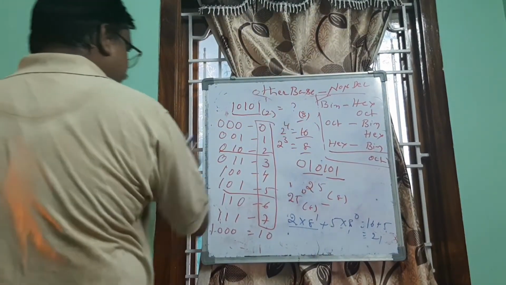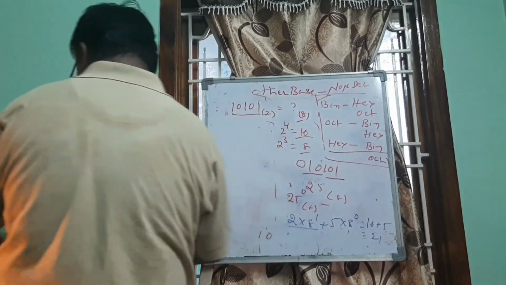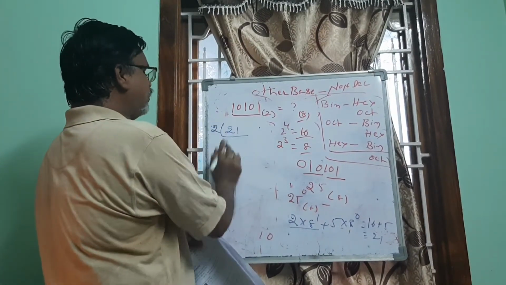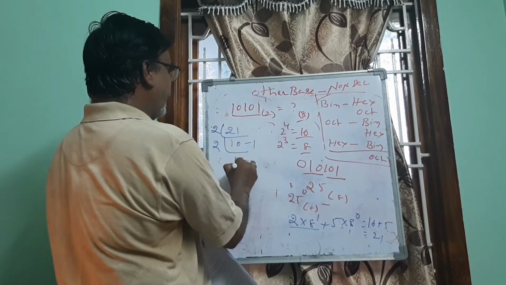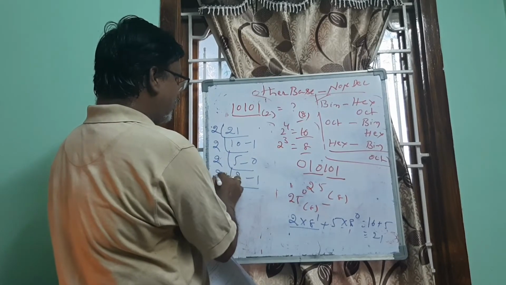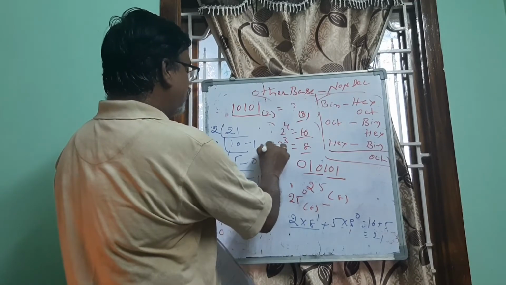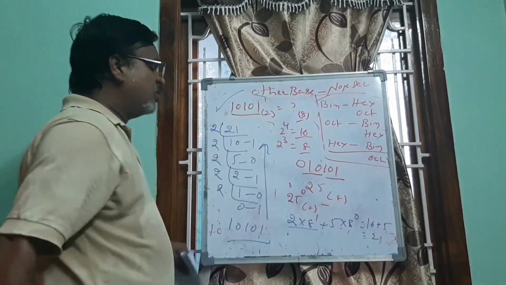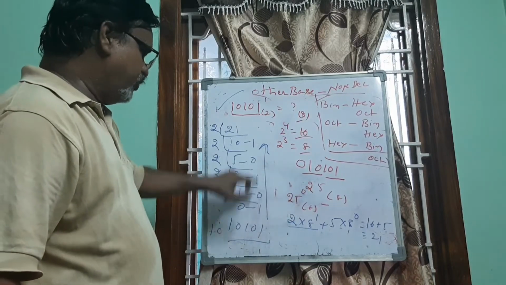Now, is this 21 equal to 10101 or not? You have to check now. 21 divided by 2, 10, 1, 2 5s, remainder is 0, 2 2s, remainder is 1, 2 1s, remainder is 0, 2 0s, remainder is 1. So, you got 1, 0, 1, 0, 1. So, here what we did, we converted an octal number into equivalent binary.